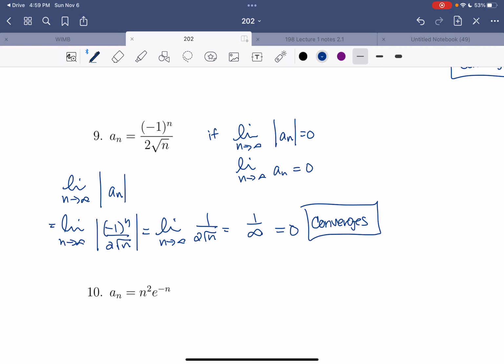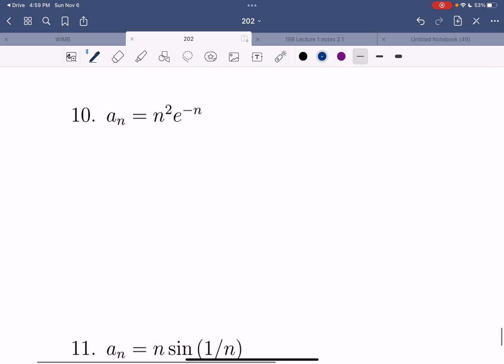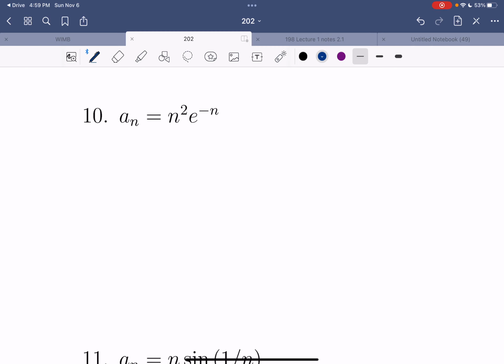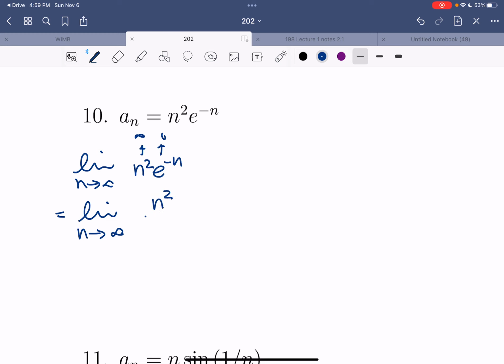Okay. On to number 10. You've got n squared times e to the minus n. We take the limit as n goes to infinity of n squared e to the minus n. I want to make this look like a fraction because right now this one goes to infinity and this one goes to 0, and that's an indeterminate form. So we're going to take our limit as n goes to infinity, and I'm going to make it into a fraction by moving the e to the bottom. Now I get something that's infinity over infinity, so now I can use L'Hopital's rule.